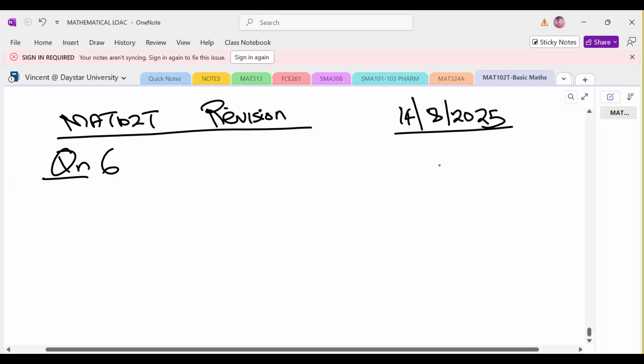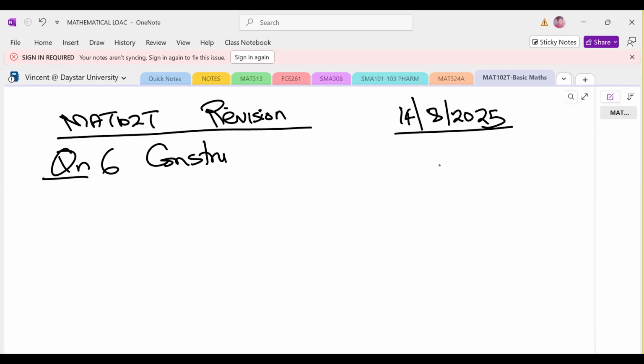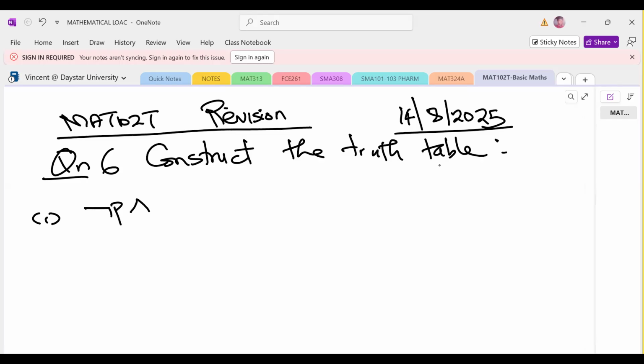Number 6. So 6 is to construct the truth table. The first statement is not P and not Q. So the first thing when it comes to drawing the truth table, you have to know how many rows you require in your truth table. The first thing to determine. So like in this case, how many rows do you require?